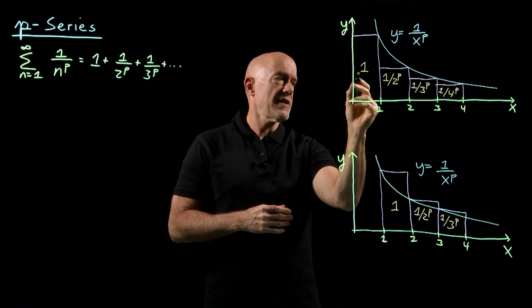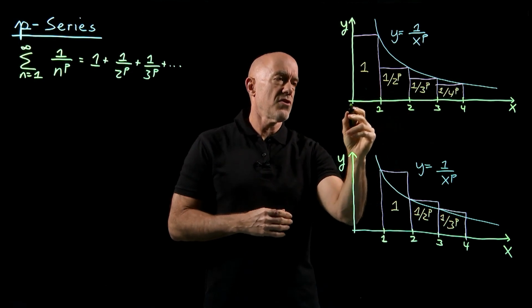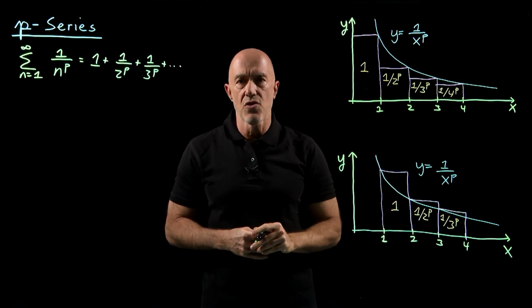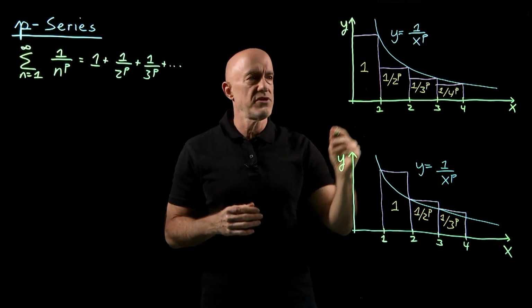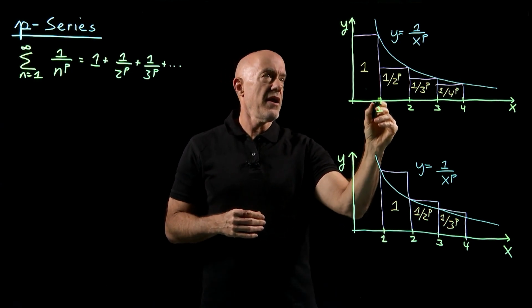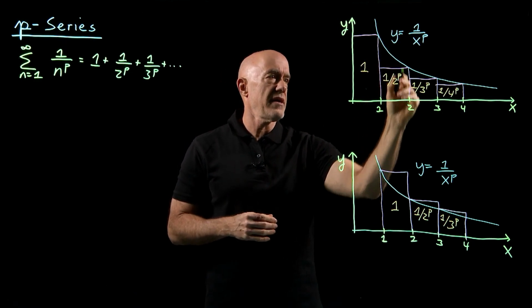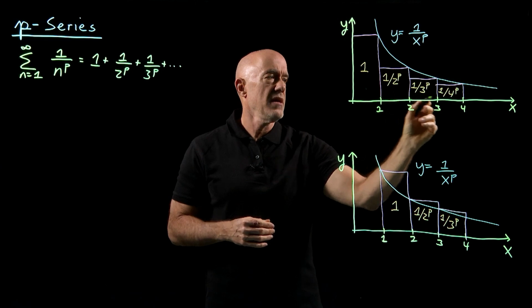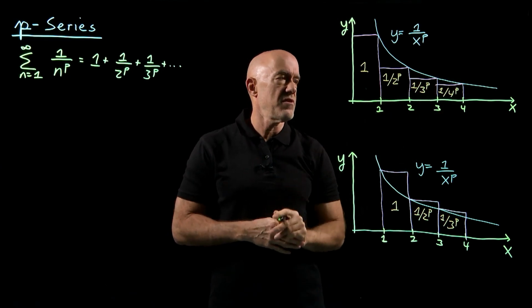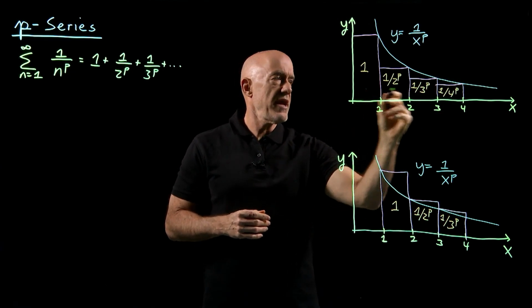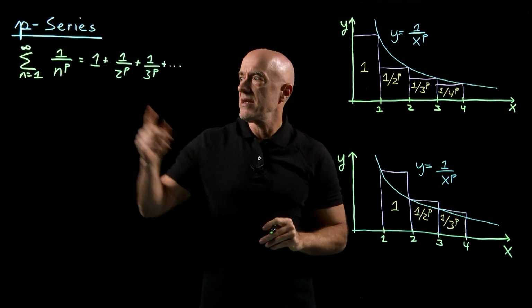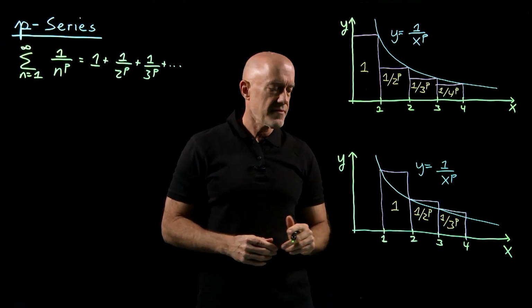So here we look at the area of the rectangle. The width of the rectangles are all 1. So the area is just given by the height. Here the height is 1. Here the height is 1 over 2 to the p. Here the height is 1 over 3 to the p, etc. So the area of these rectangles is just the P series.